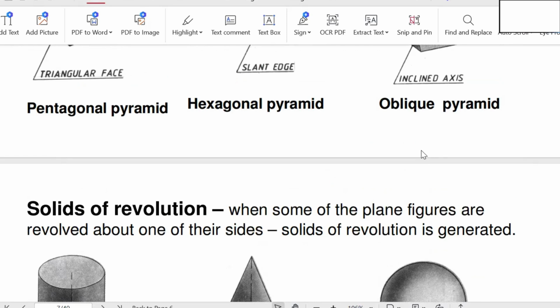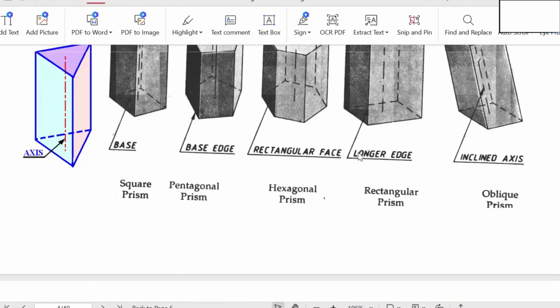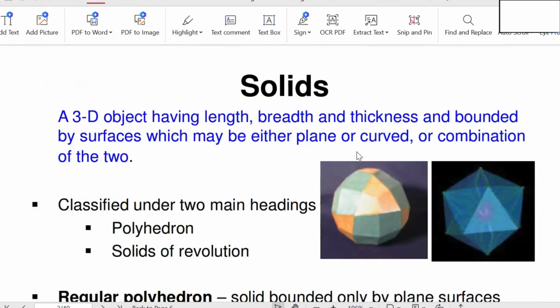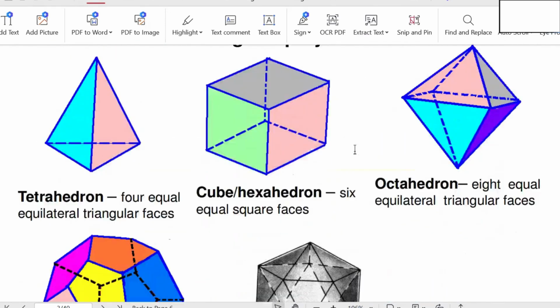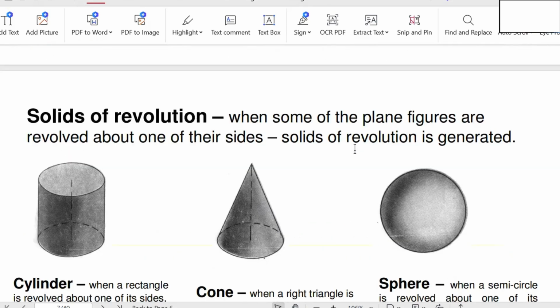Then solids are of two types. The first one is the polyhedron. The second one is solids of revolution. Coming to the second type, solids of revolution, by revolving a plane about one of its edges, one of its lines, some solids will be generated.